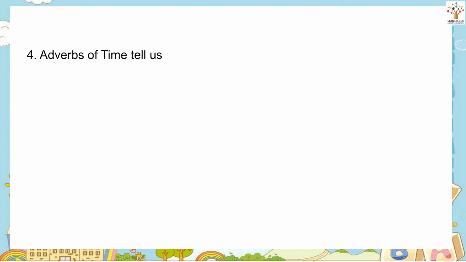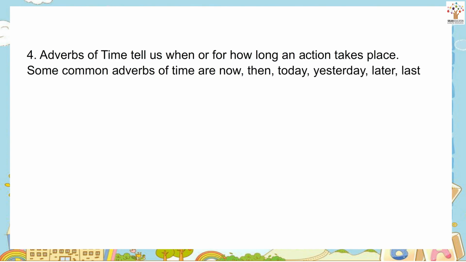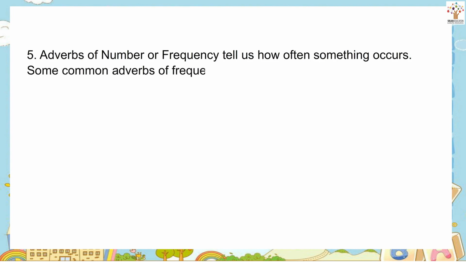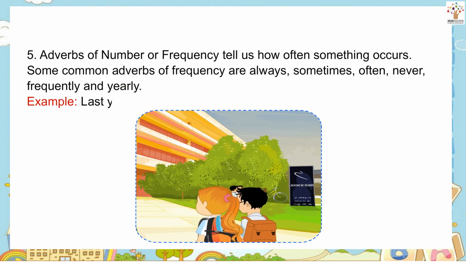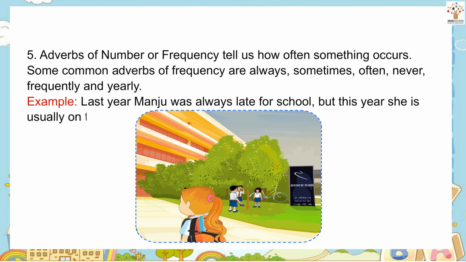Adverbs of time tell us when or for how long an action takes place. Some common adverbs of time are now, then, today, yesterday, later, last year, soon and before. Example: Tomorrow I must wake up early. Adverbs of number or frequency tell us how often something occurs. Some common adverbs of frequency are always, sometimes, often, never, frequently and yearly. Example: Last year Manju was always late for school, but this year she is usually on time.